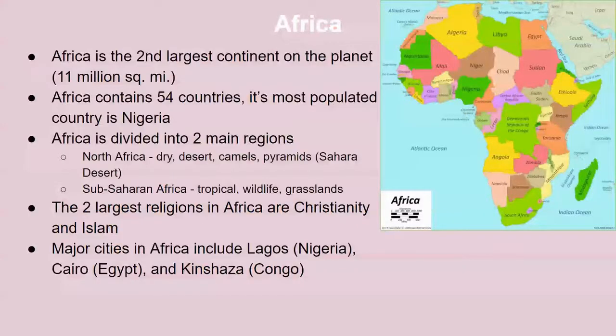We have Africa. What should we know about Africa? Well, it's the second largest continent in the world. The only continent bigger than Africa is Asia. It contains 54 countries, which is even more countries than Asia. Obviously, that's because Asia has really large countries. So the countries in Africa are a little smaller, but it still has a ton. And the most populated country in Africa, as of recording this, is Nigeria.